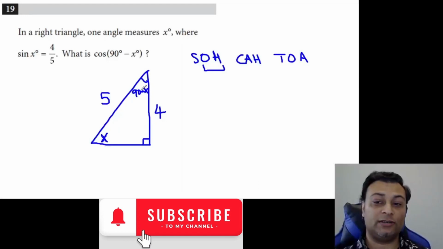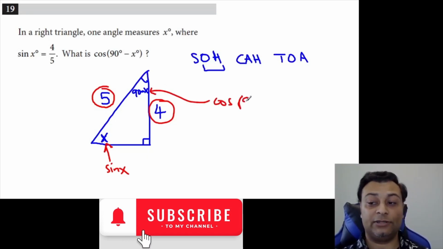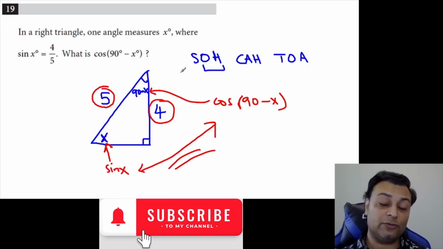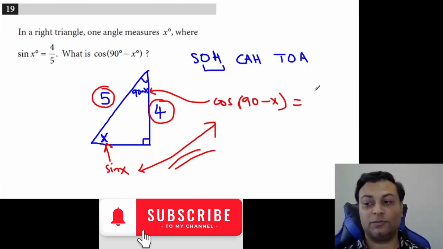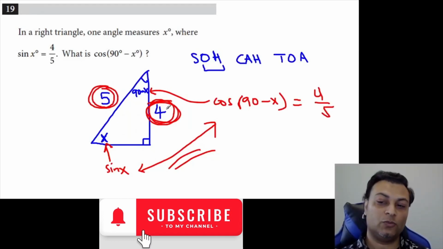And when you do the cosine of 90 minus x, you're going to get adjacent over hypotenuse. In other words, the sine of x is going to be the same as the cosine of the complementary angle. These two are equal. Sine of x equals cosine of 90 minus x. And if they're equal, then cosine of 90 minus x must also be 4/5, adjacent over hypotenuse. This 4 was the opposite side when we were referencing x, but it's the adjacent side when we're referencing the complementary angle. So the answer is 4/5.